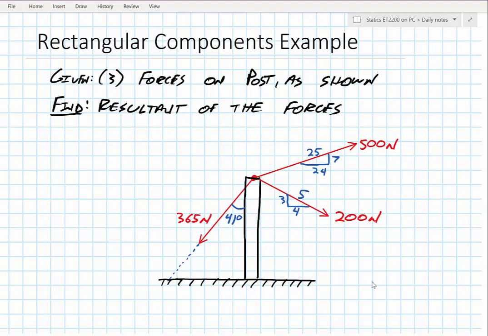All right, so following up our lecture on rectangular components, this is a quick example to show you how you would apply those concepts to what appears to be some kind of post, telephone pole, something with three different forces on it. Two of these forces, the 500 Newton and the 200 Newton, are applied. We're not given the angle, but we're given a ratio of x, y, and a hypotenuse, a triangular ratio, which we can use to find the components. And the 365 is given as 41 degrees from the vertical. So let's go ahead and take a look how we would do this.